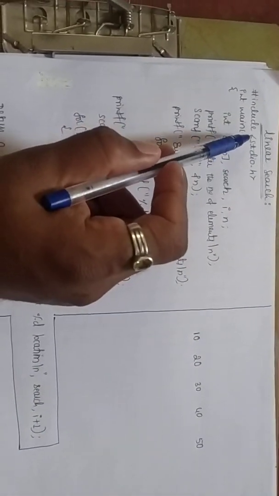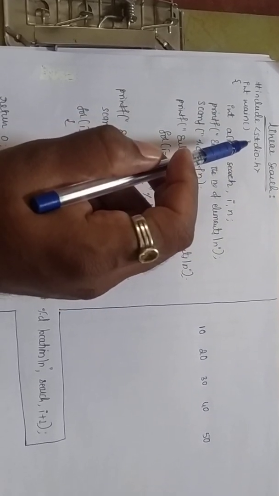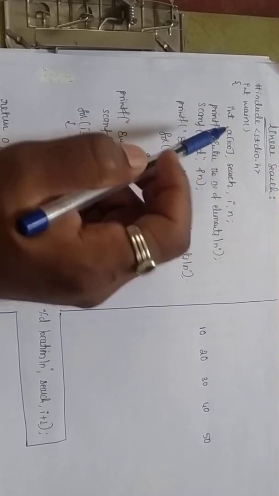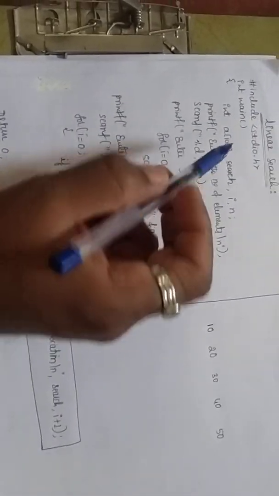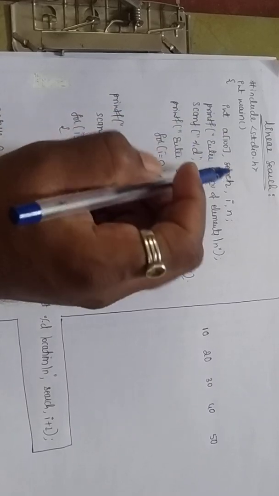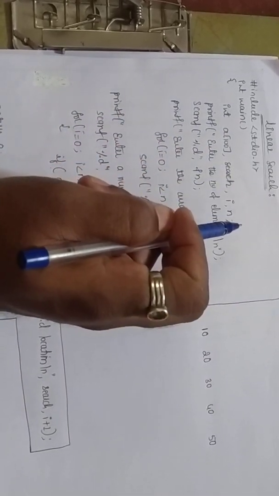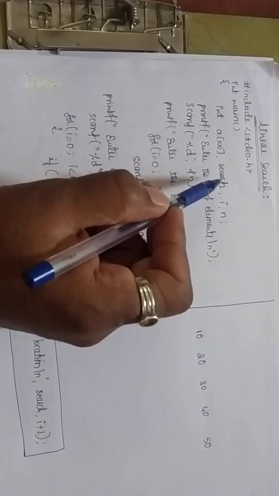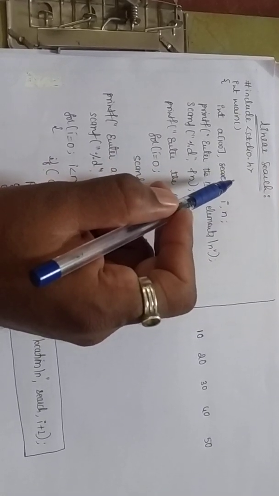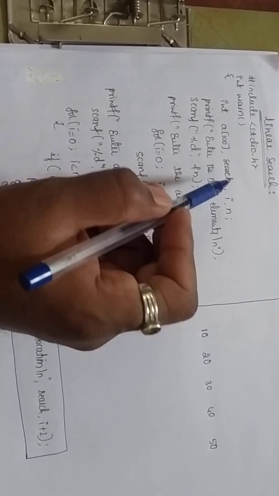Now as per the rules, include the header files. If you are Windows users, you can include conio.h, clrscr and getch at the end. Now int main, here I am taking the local variables a of 100, search, i and n. Instead of search you can take any other variable. Usually they take key also instead of search. Whatever variable you want, you can take it.